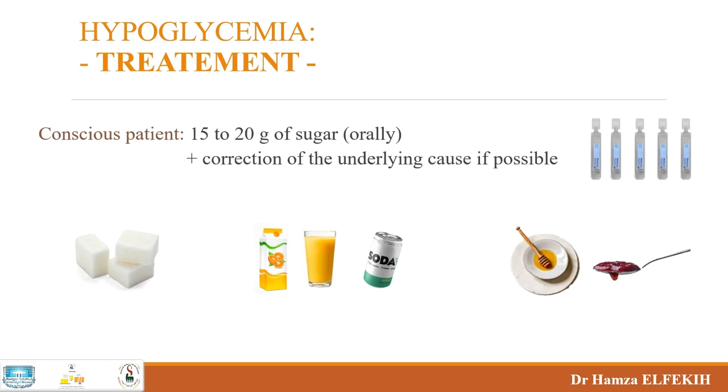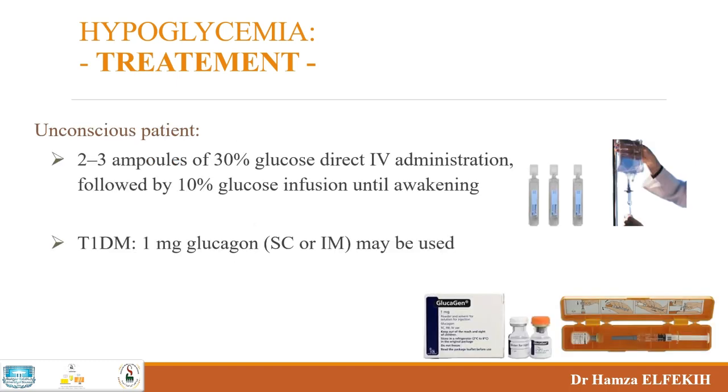So for the treatment, if the patient is conscious, in this case we give him between 15 to 20 grams of sugar, orally, of course, and the correction of the underlying cause, if possible, which is always the case. If the patient doesn't have sugar, he could take 200 milliliters of juice or soda. He could also take jam, honey, or ampoules of 30% glucose. Every ampoule has 3 grams of glucose.